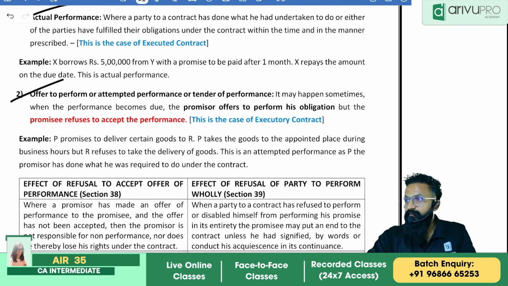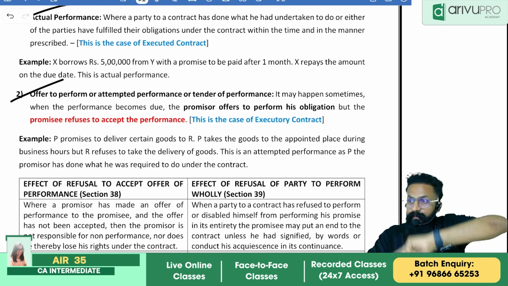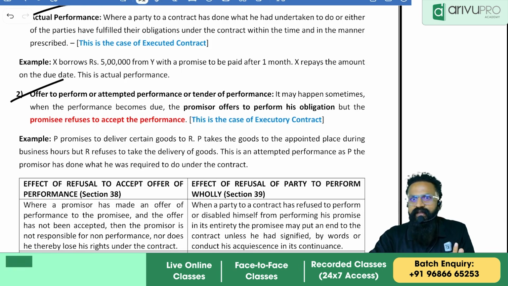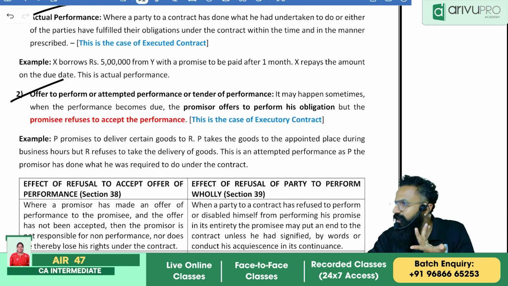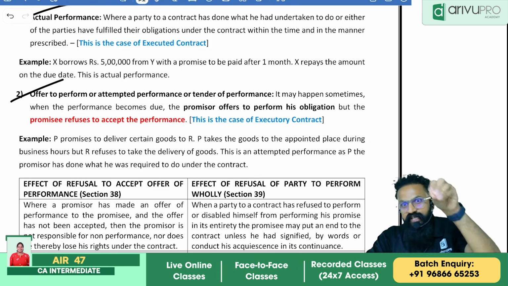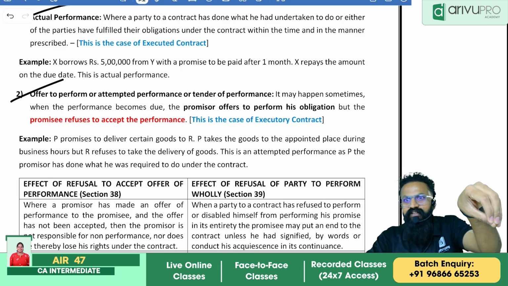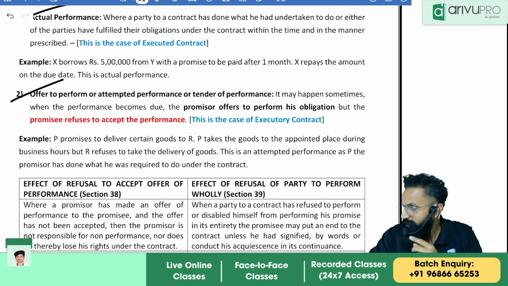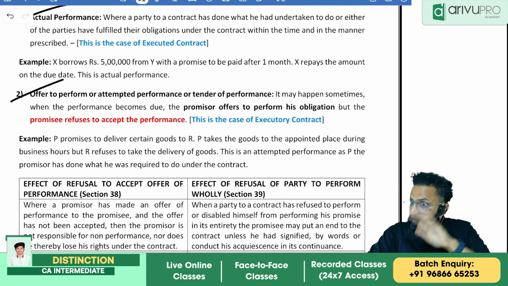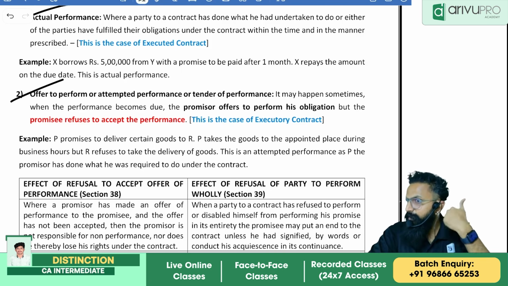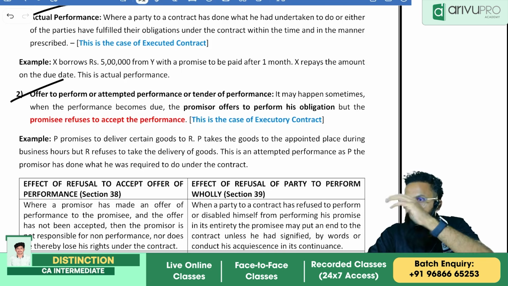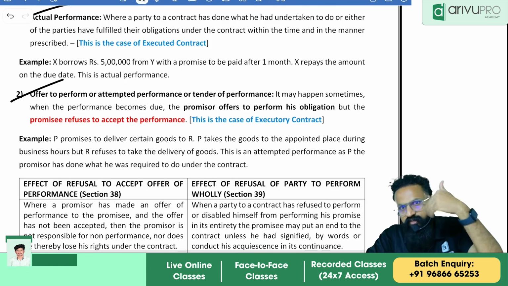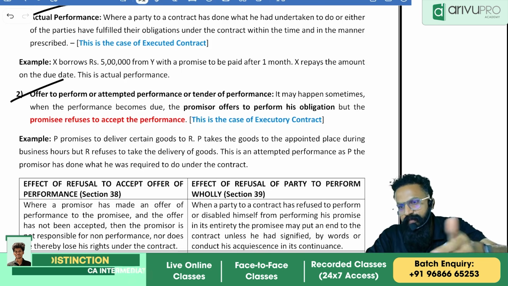Remember, in such cases, the person who attempted the performance is free from obligation. Now it is your duty. Whoever attempted tried doing his obligation. You did not accept it. It is your headache now. If he wants, he can end the contract. Flipkart tried to deliver you the product. You were not there at home. This is only called attempted performance.